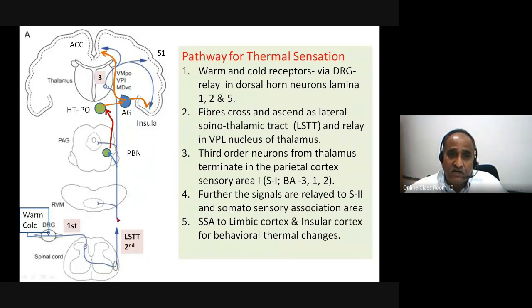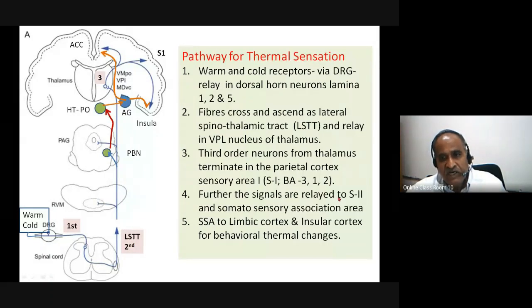The fibers cross. So you just see that the fibers are contralateral side. Fibers cross to the opposite side and ascend as a lateral spinothalamic tract and relay in the ventro-posterior-lateral nucleus of thalamus. Third order neurons from thalamus terminate in the parietal cortex, S1, the Brodmann area 3, 1, 2.